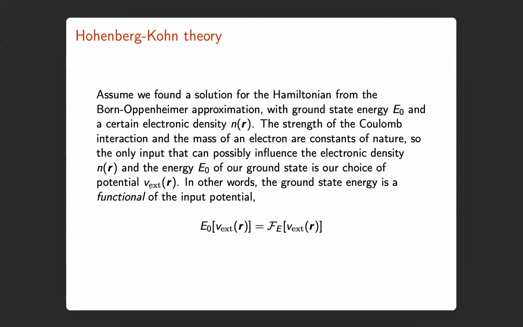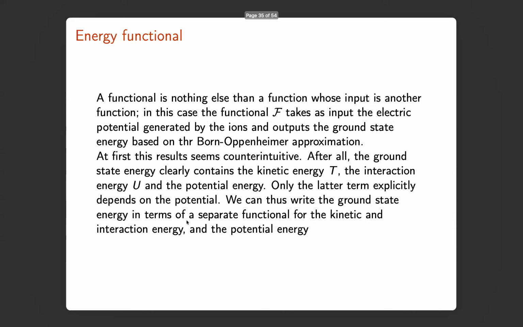So what we are going to assume now is that the mass of the electron is a fundamental constant. We have the Coulomb interaction, which contains the electric charges and other fundamental constants. So that means that the only thing which can change this one is now actually the external potential. That means that the ground state energy is also a functional of the input potential. This is a very important aspect when we look at the Hohenberg-Kohn theorems. And there are two theorems plus a corollary, as I mentioned.